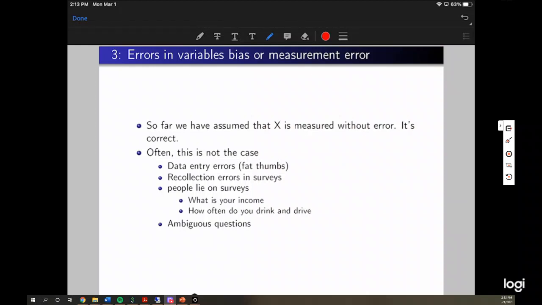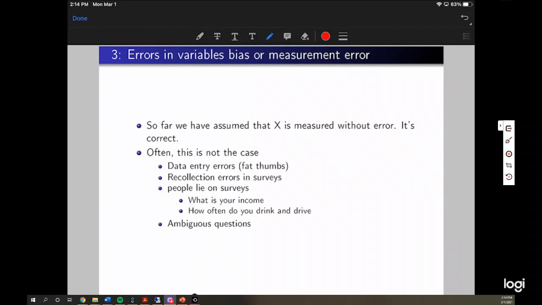Threat number 3, errors in variables bias or measurement error. So this is essentially when x is not measured correctly. And so far we've assumed that x is measured without error. It's correct. But often this is not the case. We might have data entry errors. In other words, there might be somebody sitting at a computer putting data into a spreadsheet. If that person has fat thumbs, this is kind of the joke, that everyone is going to do this regardless of your thumb size, that you're not going to be perfect, right? You're going to add an extra 0 here or exchange a 7 for a 6 or something like that.